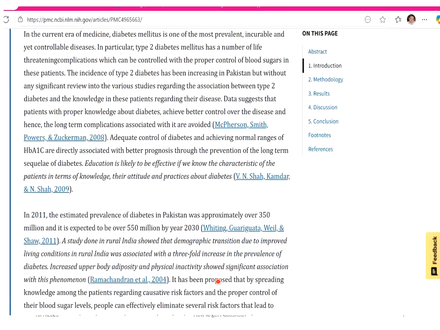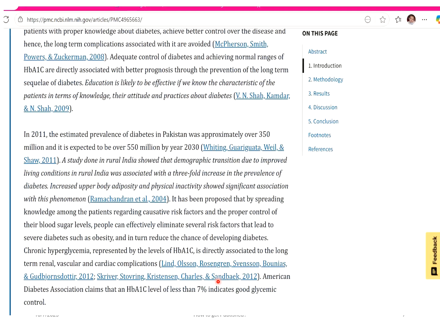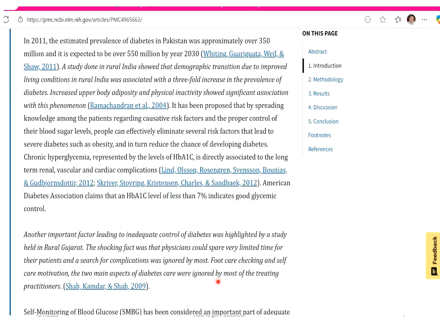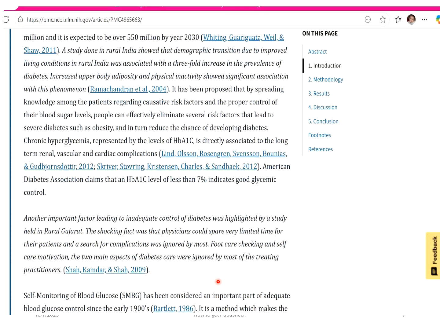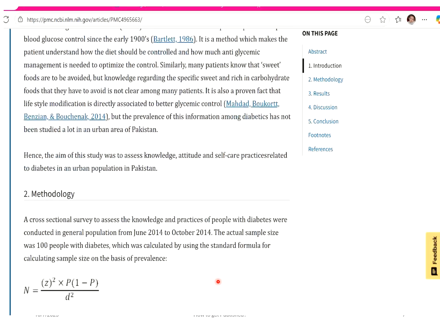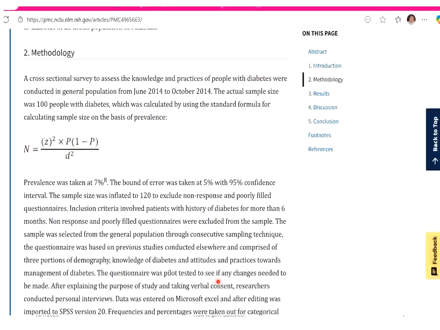There are references given, and they are different because probably this journal accepts references in author-date style. That's why the references are written like that. Then there is the methodology: a cross-sectional survey to assess the knowledge and practices of people with diabetes was conducted in the general population from June 2014 to October 2014.